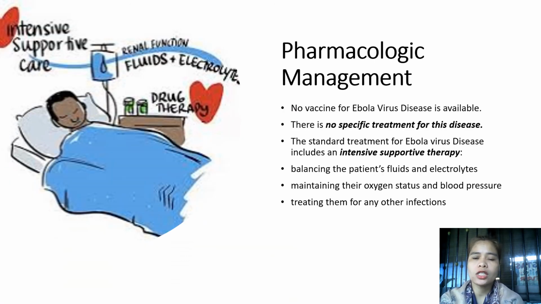Now, for the pharmacologic management, there is no vaccine for Ebola virus up to this time, and there is no specific treatment for the disease. The standard treatment for Ebola virus includes intensive supportive therapy, balancing the patient's fluid and electrolytes, maintaining their oxygen status and blood pressure, and treating them for other possible complications of infection. So basically, whatever the manifestation is, that would be the pharmacologic or the medical management. So that is what we call the intensive supportive care for patients with Ebola virus.